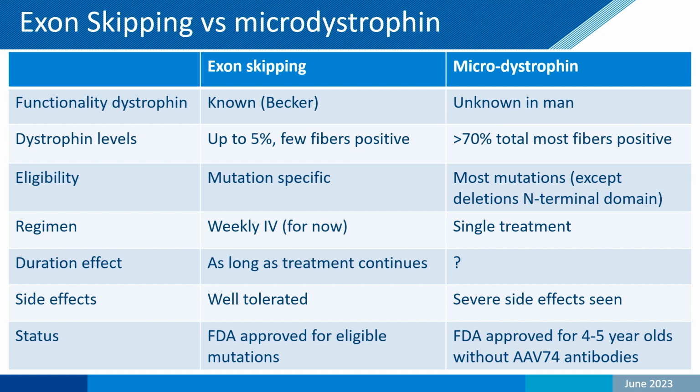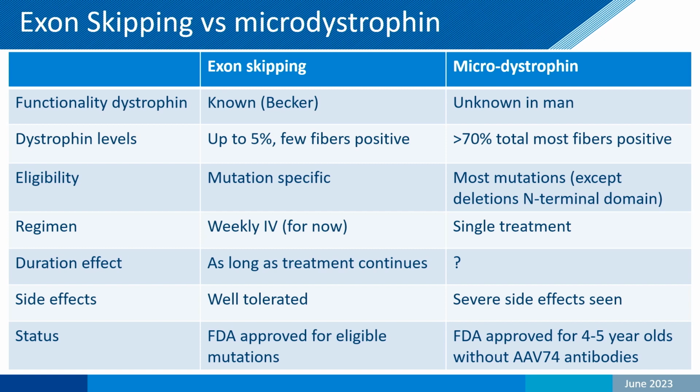So when we look at whether these dystrophins are functional, well, for exon skipping we know this because we know that Becker patients have these dystrophins and therefore have a less severe disease. For microdystrophin, we do not know this yet in humans. However, the levels that we get with restoring are different. So with exon skipping, we get 1% usually, and sometimes 5%. Well, with microdystrophin, we get 40% of dystrophin or more. So we get a lot more of this microdystrophin of unknown function than we get of the Becker dystrophin with a known function.